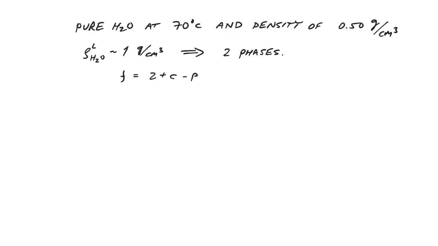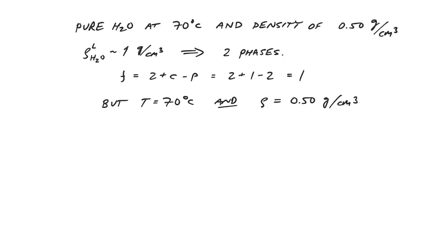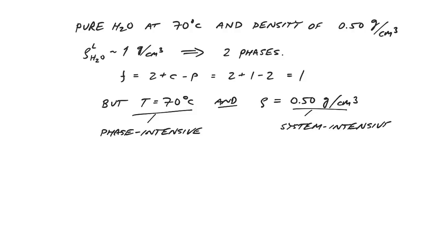Applying Gibbs' phase rule again, we have 1 degree of freedom. But in this case, we've defined two intensive properties for our system, temperature and density. The resolution to this paradox is that even though the density is intensive, with two phases present, it's a system-intensive property, not a phase-intensive property of either phase. So it does not count as a degree of freedom in Gibbs' phase rule. Temperature is always phase-intensive, so it does count as a degree of freedom.